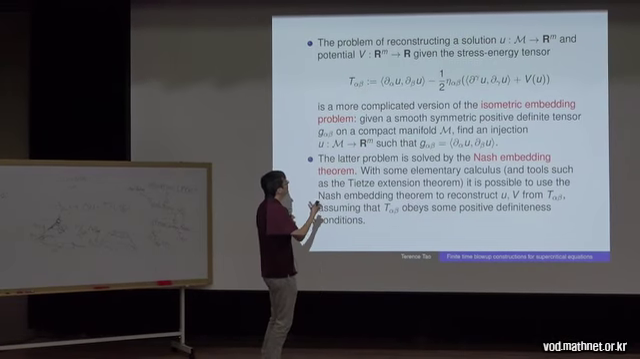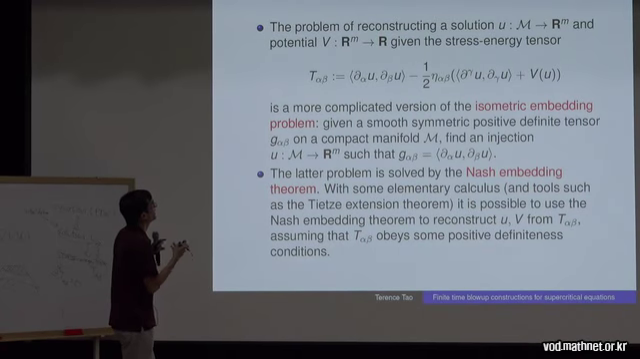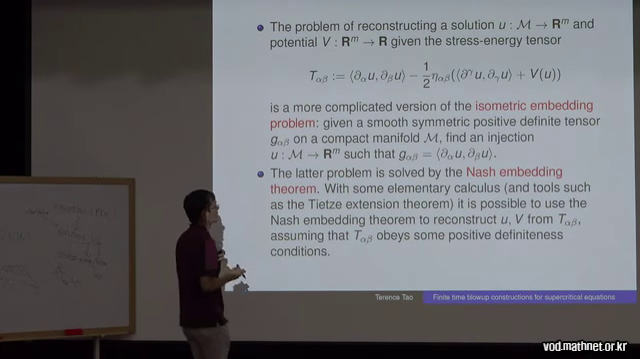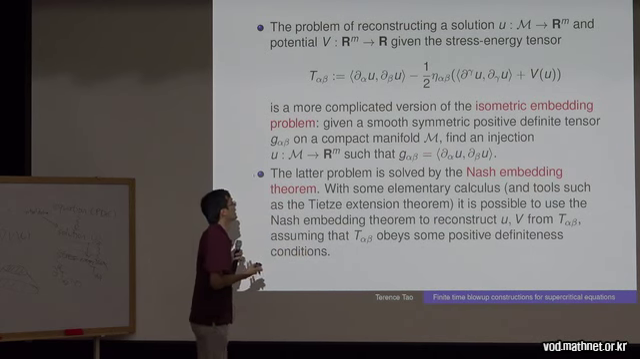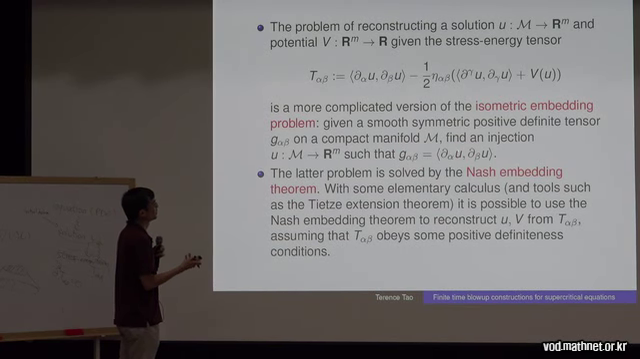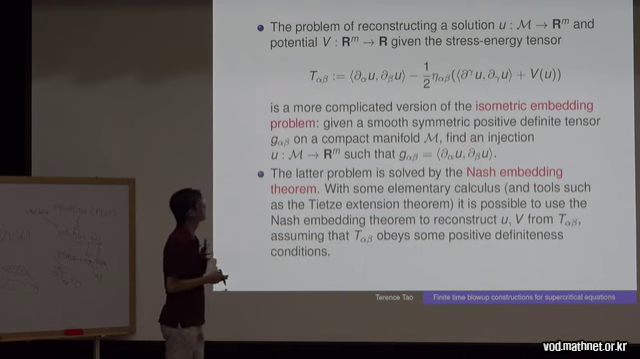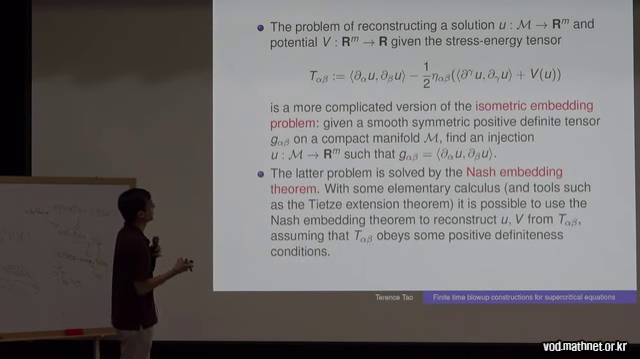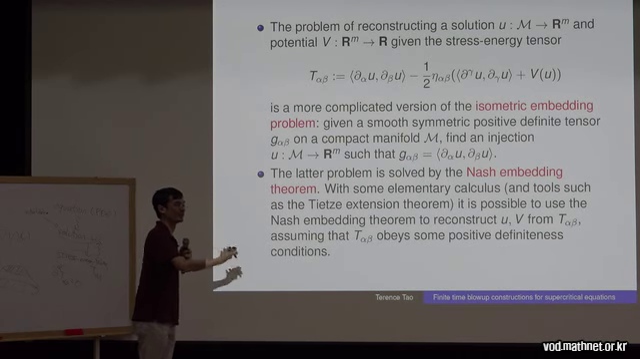That's a relatively complicated system of equations, but it is a variant of a much better studied equation. There's a much more famous system of equations called the isometric embedding problem, where you start with a tensor G alpha beta on some compact manifold M, and you want to find some field U such that the alpha derivative of U inner product the beta derivative of U is always equal to G alpha beta. This system of nonlinear quadratic PDE is called the isometric embedding problem. Finding such a U is equivalent to finding an isometric embedding of M into Euclidean space.